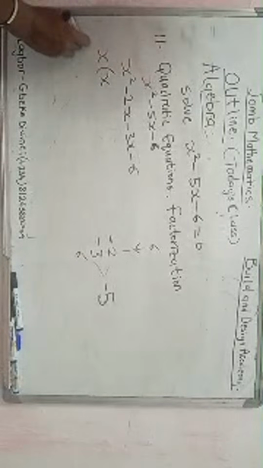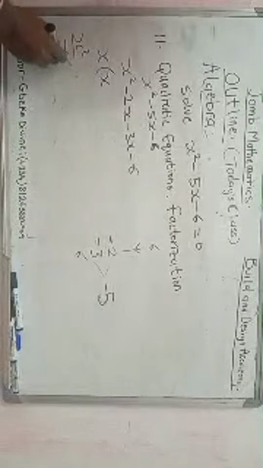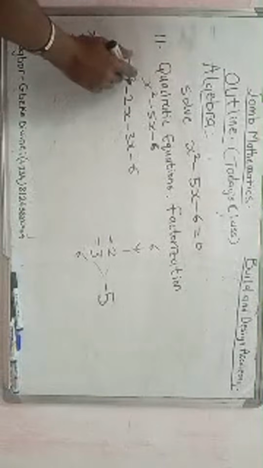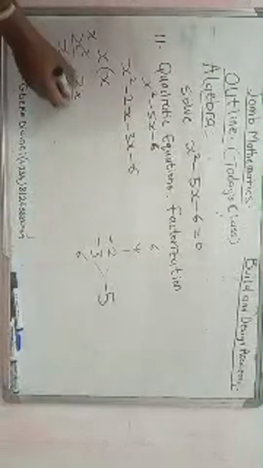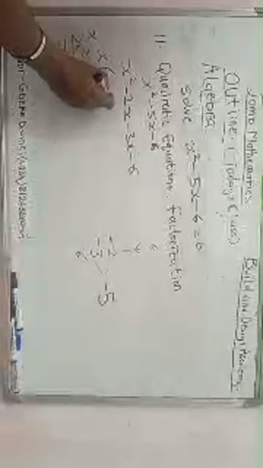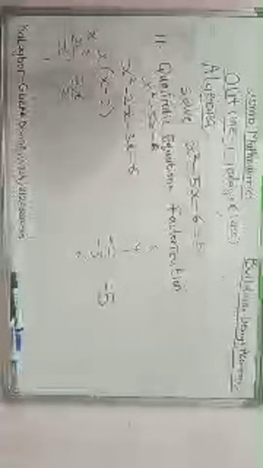x into what will give us x squared? x. x squared over x, x here will give us 1, x here will give us x. So x into what gives 2x? 2x over x, x here will cancel x. We'll be left with minus 2. Are you seeing it?